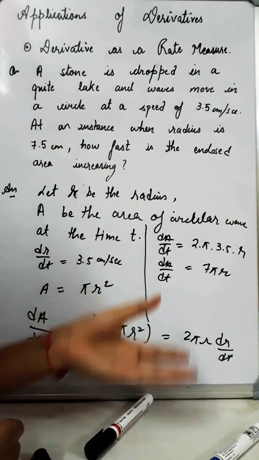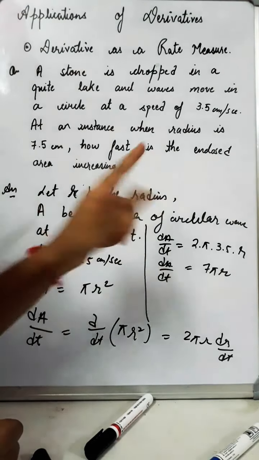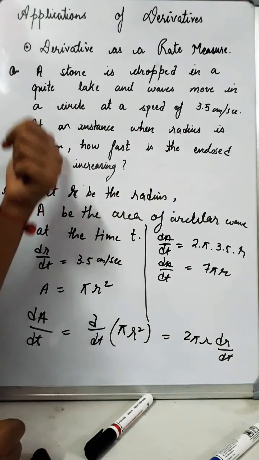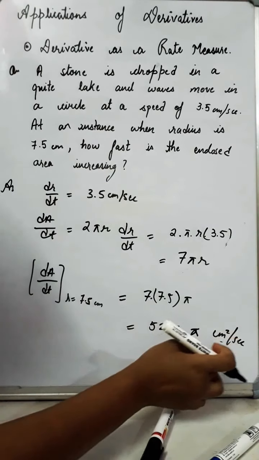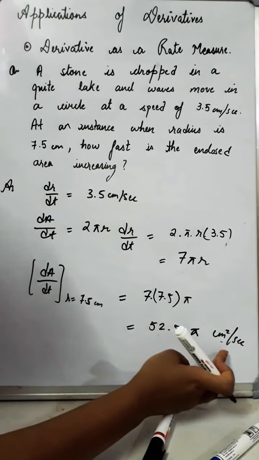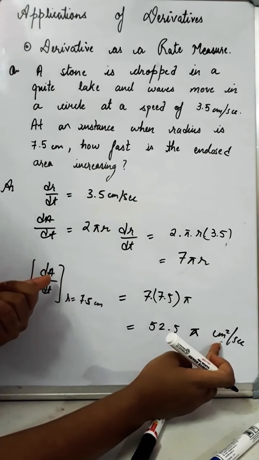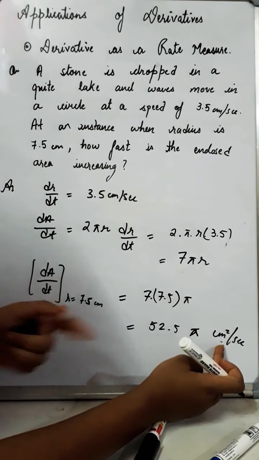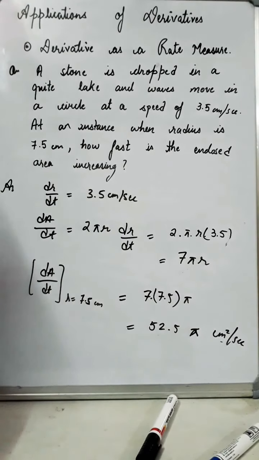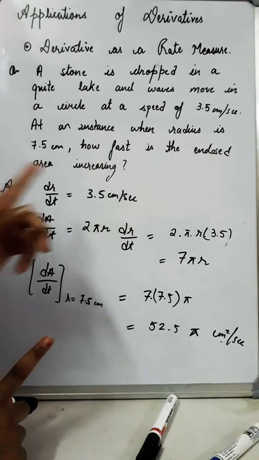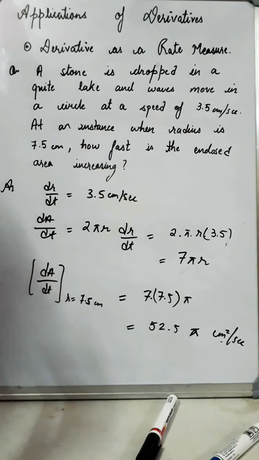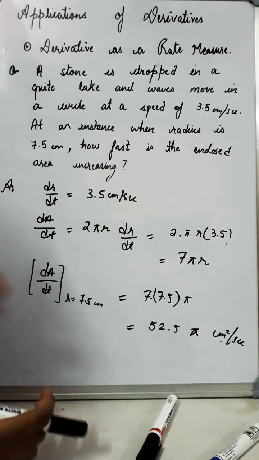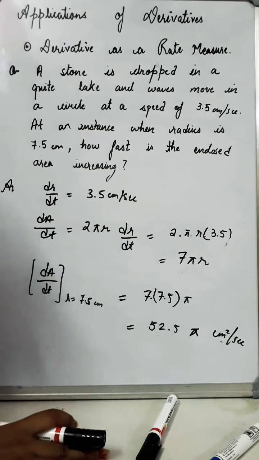7 pi r. Now, dA by dt, you have obtained the rate of change of area with respect to time, the increment in the area with respect to time. Now you have to find at an instance when the radius is 7.5 centimeter. You will solve this and you will get 52.5 pi centimeter square per second. The unit is centimeter square per second: centimeter square is the unit of area, upon the unit of time, centimeter square per second. So this is your complete answer. In the previous question we applied the parametric form system. In this question we have applied the chain rule. So all the kinds of derivatives that we studied in differentiability are being applied in this chapter, you see.